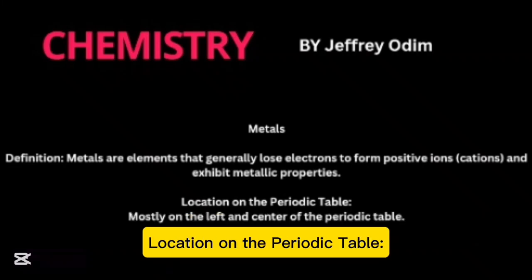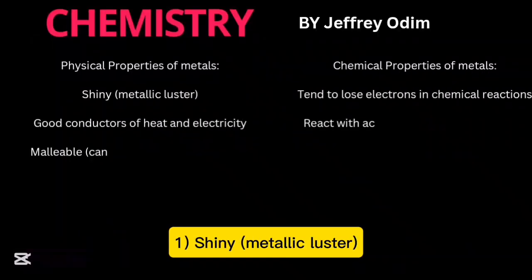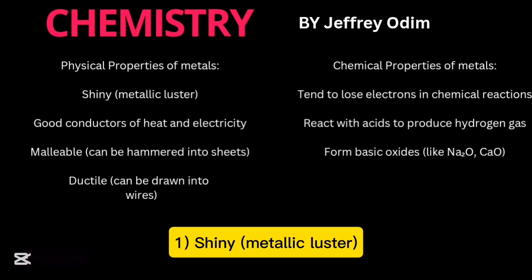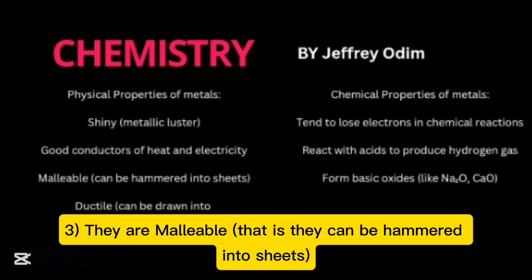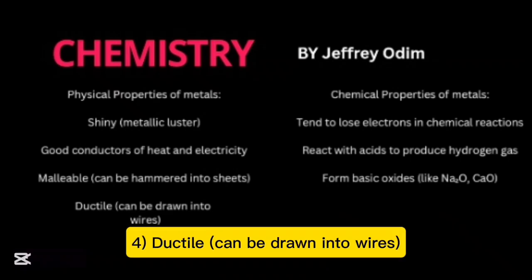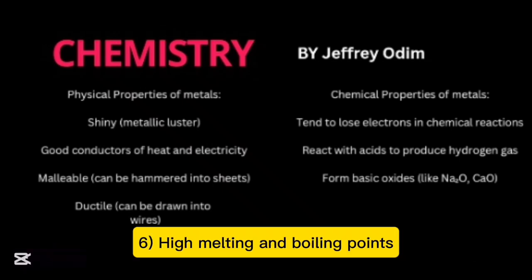Location on the periodic table. Mostly on the left and center of the periodic table. Physical properties. 1. Shiny, metallic luster. 2. Good conductors of heat and electricity. 3. They are malleable, that is, they can be hammered into sheets. 4. Ductile, can be drawn into wires. 5. Usually solid at room temperature, except mercury. 6. High melting and boiling points.